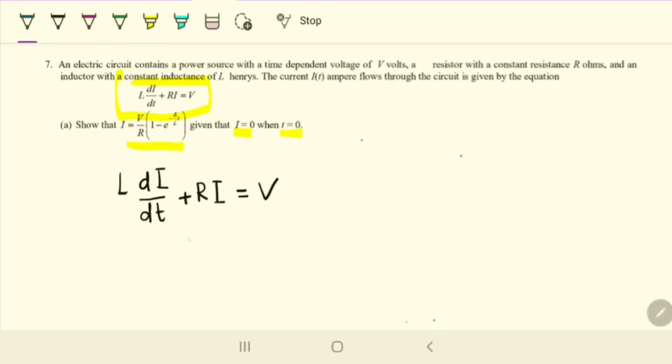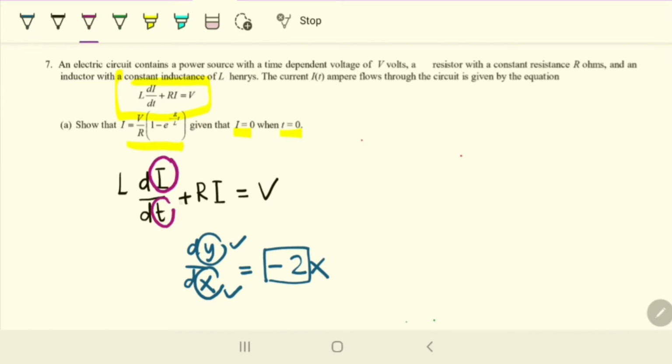Okay, so if we have dy/dx, we know that these are the variables. Say I have dy/dx equals negative 2x. We already know y and x are the variables. Other than y and x, the negative 2 is considered a constant. So in this case, I have I and t. So I can say that I and t are the variables, while the other terms L, R, and V are considered constants. So write this down beside here as your reference when you try to solve this question.